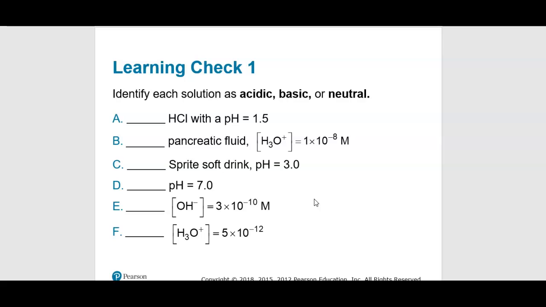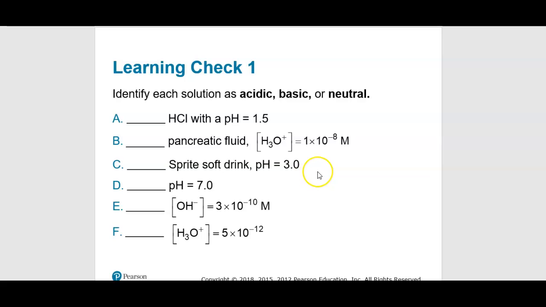Pancreatic fluid is 1 times 10 to the minus 8th. Now, that concentration of 1 times 10 to the minus 8th is less than 10 to the minus 7th. So now you're looking at, you see, that's going to be a little bit basic. So they're throwing a couple of different terminologies at you. They're throwing pH here. They're throwing the hydrogen ion concentration. So you have to think about these. Well, pancreatic fluid is going to be basic.